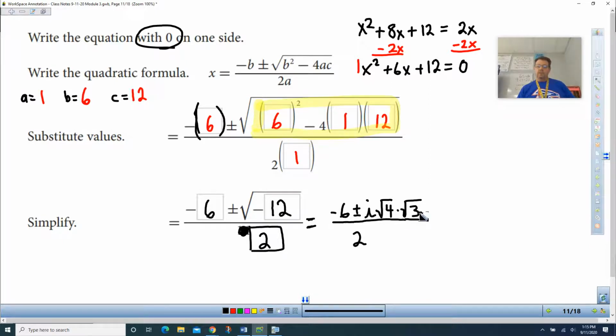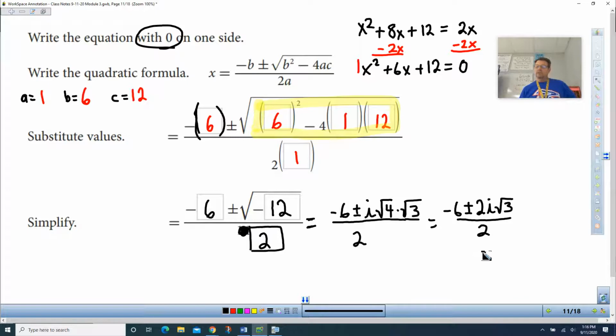Now we just take it one little step at a time. So negative 6 plus or minus i. Whoops, let me back up just a minute, not put that there. Because what's the square root of 4? Plain 2. And I could put it i2, but we usually put it 2i, right? Kind of like 2x. So we could put it in the other order, but this is better. And then what's left over? Square root of 3. And that's all over 2.